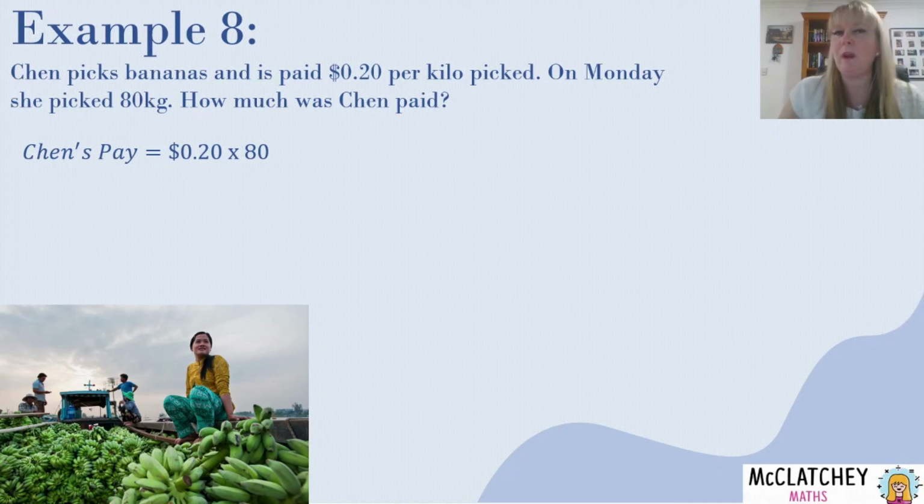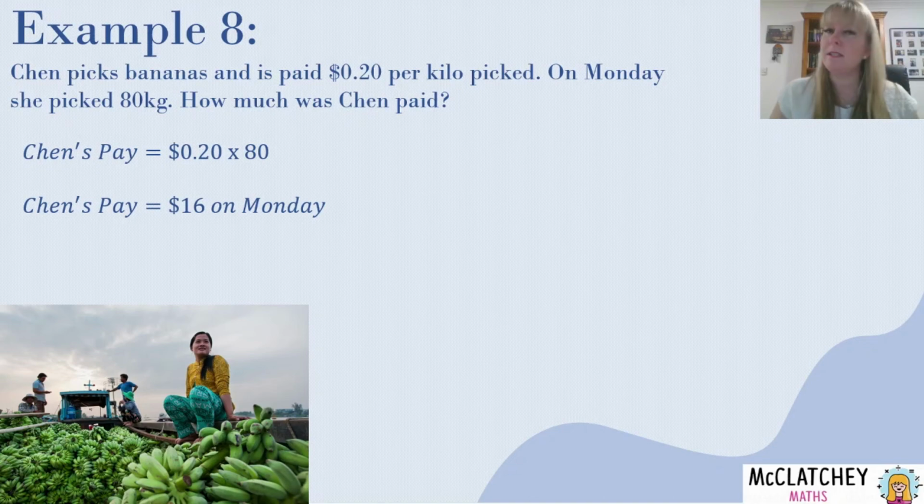That's something to be aware of, because it wouldn't make sense to say that somebody was paid 1,600 cents. No one's going to stand there and physically count out 1,600 cents. They would convert that into dollars. So we can see here that Chen got paid $16 on Monday.